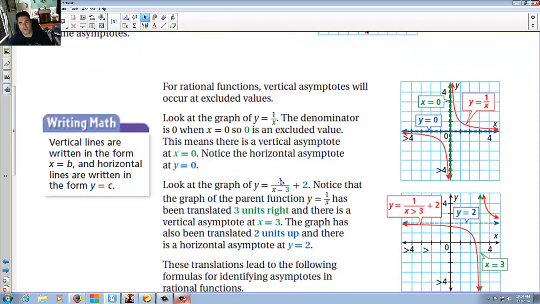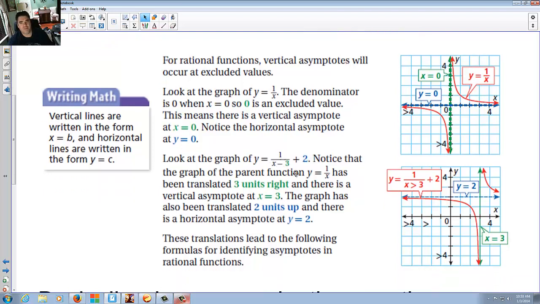Look at the graph of y equals 1 over x minus 3 plus 2. Notice that the parent function is y equals 1 over x. In other words, this has been translated 3 to the right. So remember, when x equals 3, 3 minus 3 is 0, and that's what you can't have. So at 3, this is the line where you can't cross. And since there's a plus 2, the horizontal asymptote is up 2, which is the new line you can never cross.